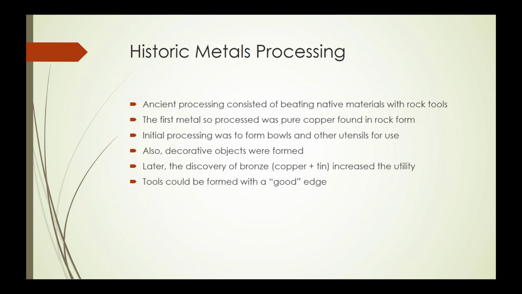Later on, a couple millennia later, the discovery of bronze, copper plus tin, increased the utility of the materials. Tools could be formed using bronze because it would retain a good edge. You could use it as a knife. Usually they had to use flint tools or tools made out of volcanic glass, obsidian.